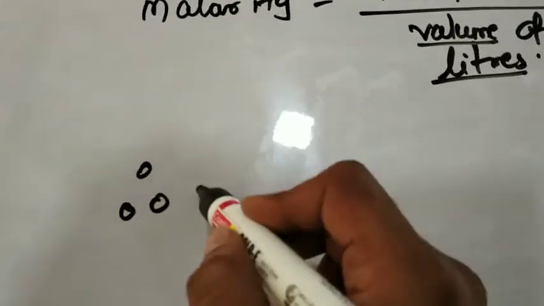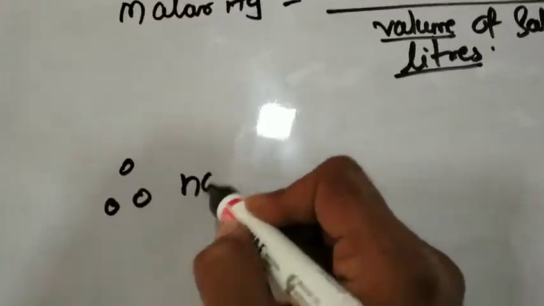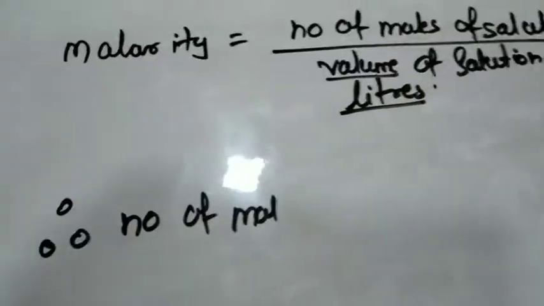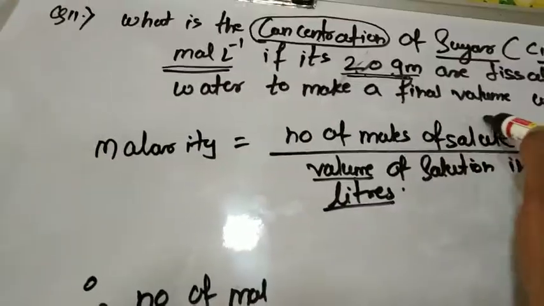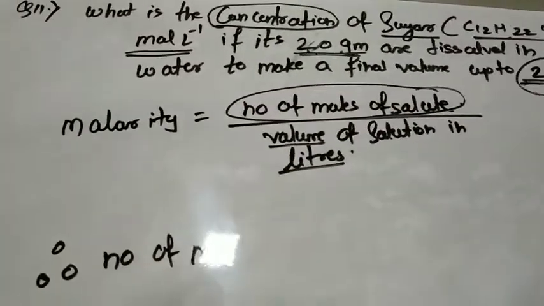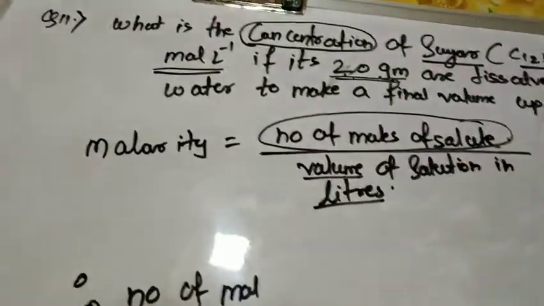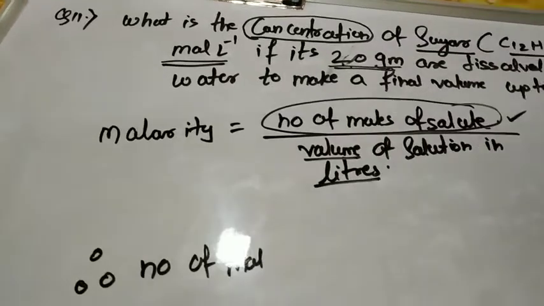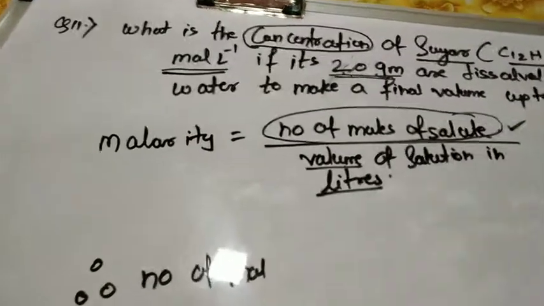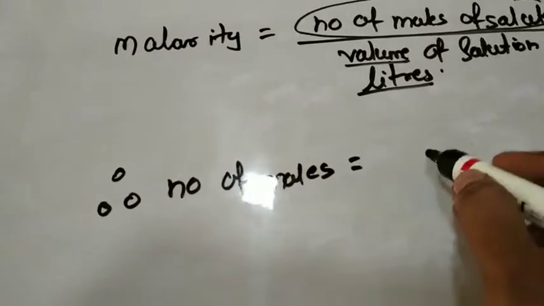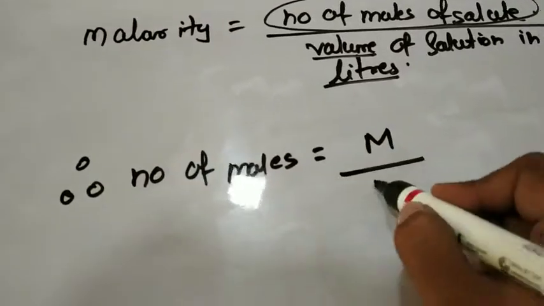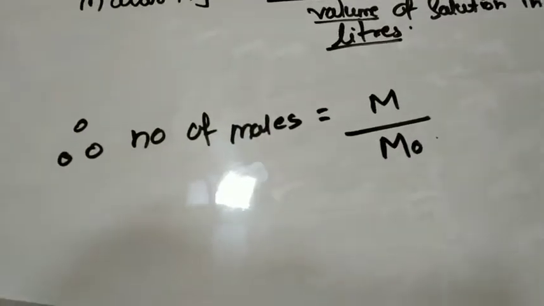Therefore, number of moles, right? So we need to calculate the number of moles first, right? We need to calculate the number of moles. Until and unless we calculate the number of moles, we cannot put the value here. So first we will calculate the number of moles. Number of moles is equals to mass upon molar mass. Do you remember this formula?